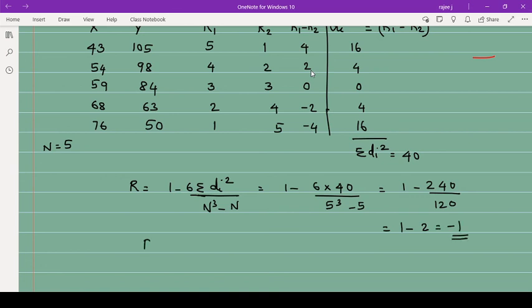So R equal to minus 1 means a perfect negative correlation. Okay, the perfect negative 1 you got means there is a perfect negative correlation between these two values. So this is Spearman's rank correlation.